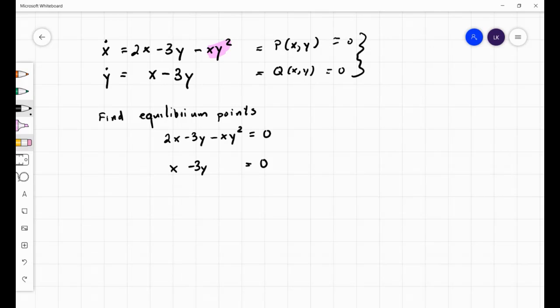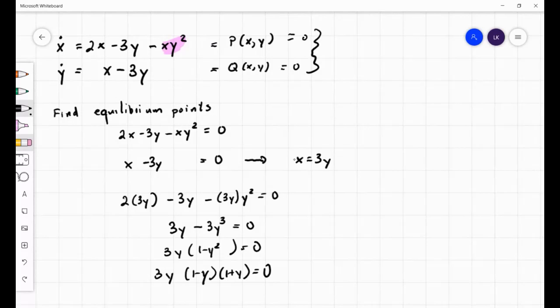The algebra you do here is situational. Here it's not that bad. Looking at the second equation, we see that x is 3 times y. Then we can substitute for x into the first equation. 2 times x becomes 2 times 3y, minus 3y minus x, that's 3y, times y squared. So we get 3y minus 3y cubed. So we see that y could be 0, 1, or negative 1. That means that x is either 0, 3, or negative 3. So we get 3 equilibrium points.